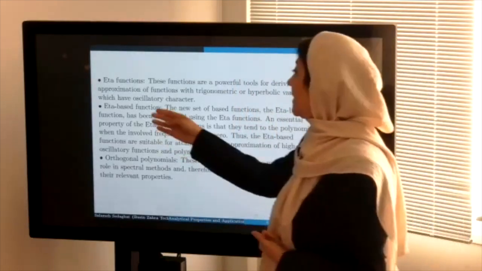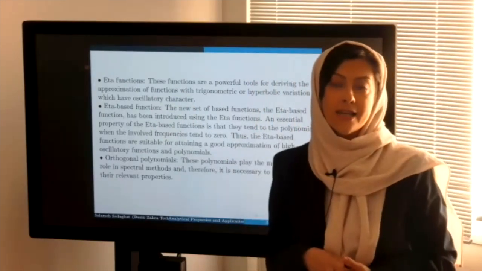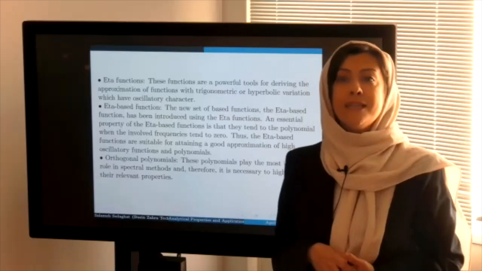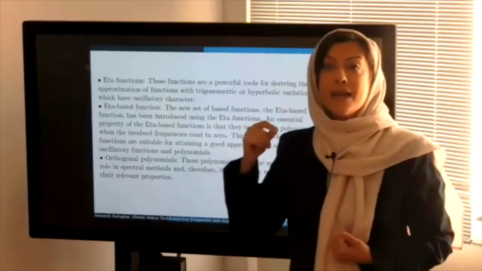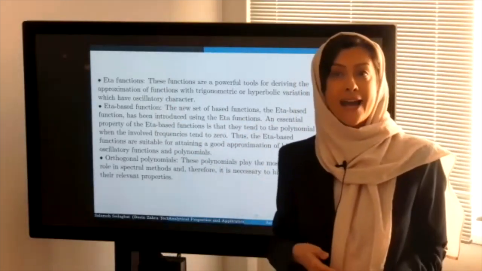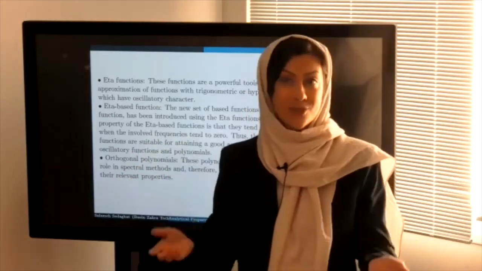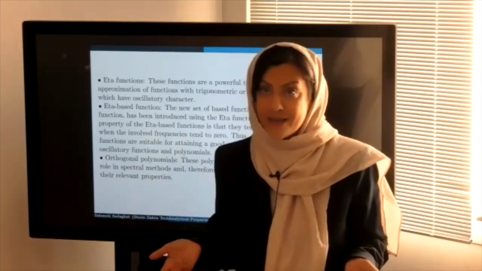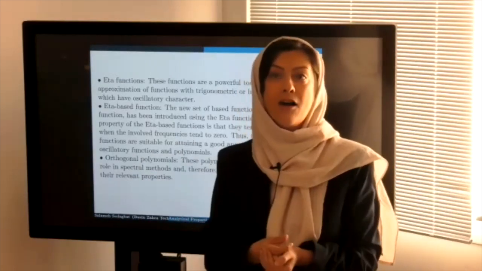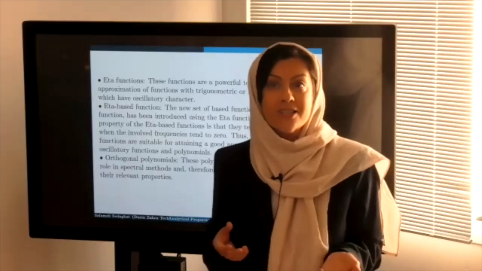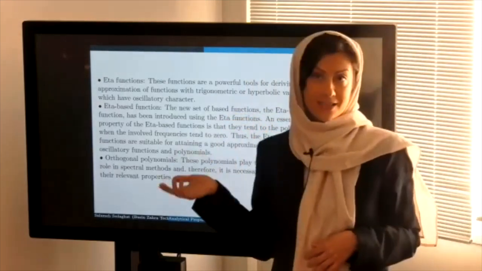Next, I'm going to talk about a new set of base functions, eta base functions. Eta base functions have been introduced by using the eta functions. The main property of these functions is that they tend to polynomials when the frequency tends to 0. So they are suitable for obtaining the approximation of highly oscillatory functions and polynomials. In this section, I want to talk about these functions.